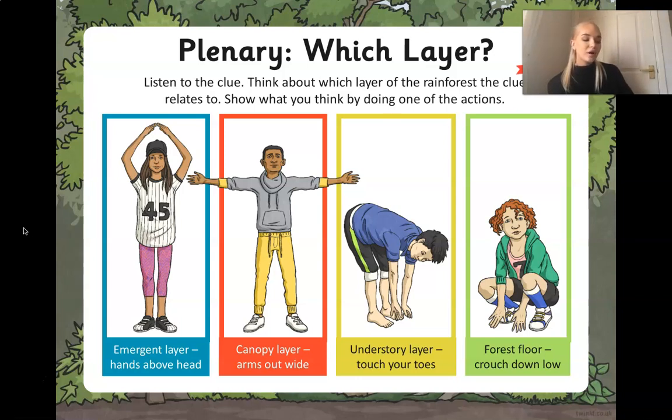Fantastic. Last one. Plants in this layer are no taller than 3 meters. Where am I talking about? Fantastic. That is the understory layer. Great job, Year 4. You have done some fantastic listening today.